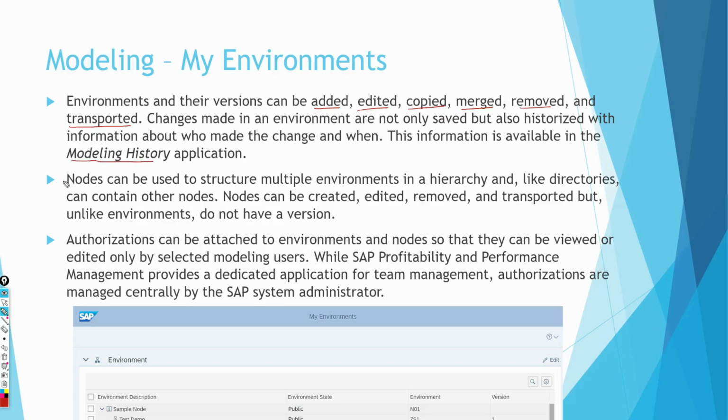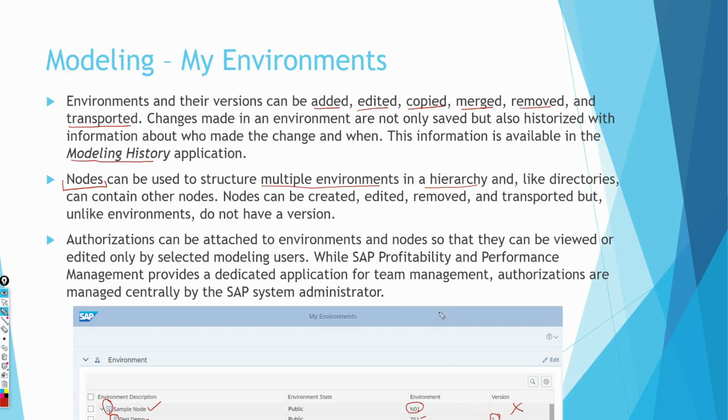There is something called environment nodes. Nodes are just for information purposes, to structure multiple environments in a hierarchy. If you see this example here, there is a sample node. The icon of a node is different. You see the environment name is N01 and there is no version, so a node will never have a version. Then we have environments. Under this sample node there are two environments. The icon of an environment is a PC with filled boxes. This environment is ZS1, and the version is 1.